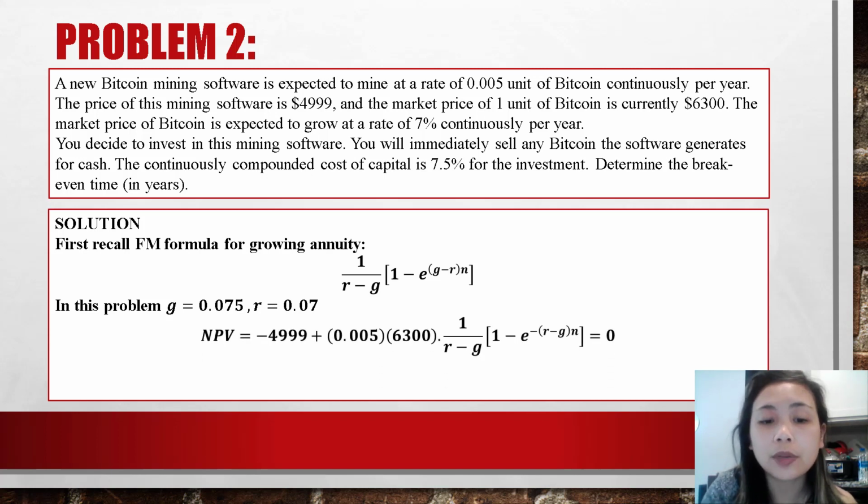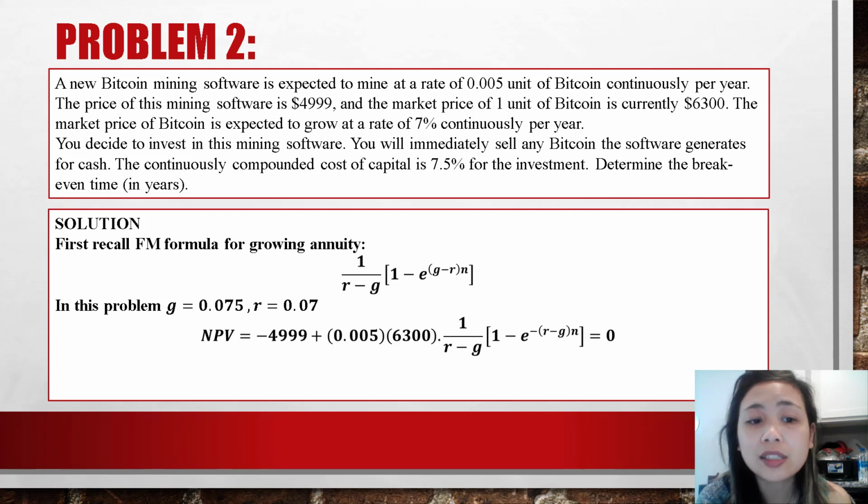And from here, we write out a formula for the NPV. We pay $4,999 at the beginning when we invest in this project, so it should be minus $4,999. Then, let's say the mining software mines at the rate of 0.005 units of Bitcoin continuously per year, and the market price of it is 6,300, and we don't know exactly what time we invest in.